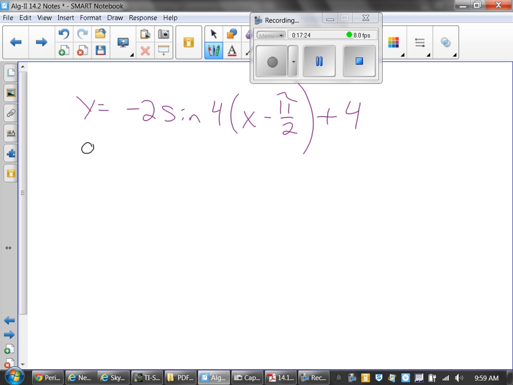All right, so our A value is -2, B is 4, H is pi over 2, K is 4. So my amplitude is 2. Remember, your amplitude is always the absolute value of A. Your period is going to be how much?